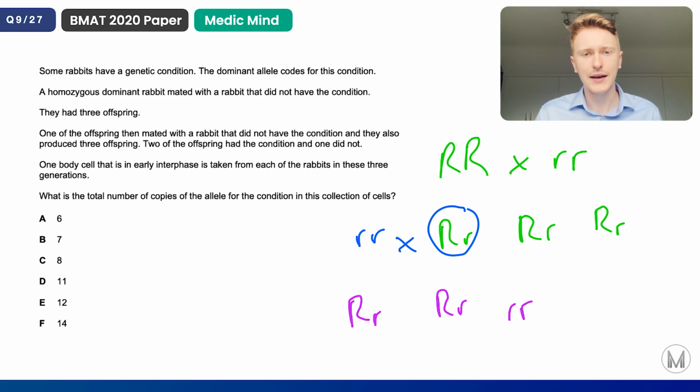So all we need to do is add up the total number of copies of alleles for this condition. We can see we have 1, 2, 3, 4, 5, 6, and 7. So the answer to this one is B, and that's 7.